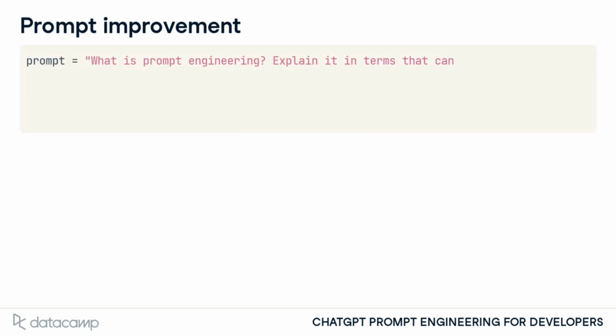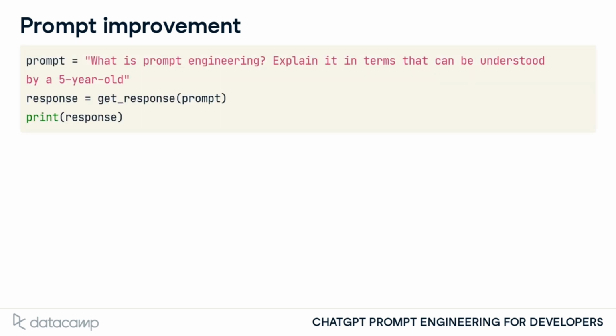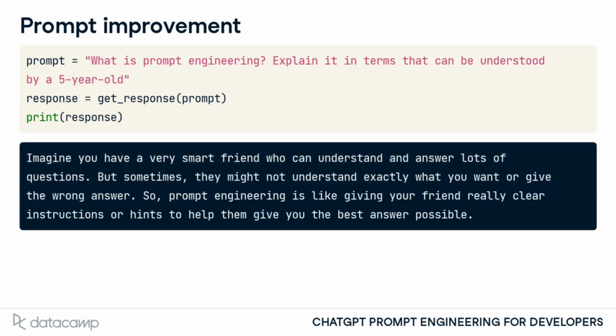For instance, we can modify our previous prompt to let the model explain prompt engineering in terms that a 5-year-old can understand. The new response is written using more basic vocabulary and compares prompt engineering to giving clear instructions to a friend.